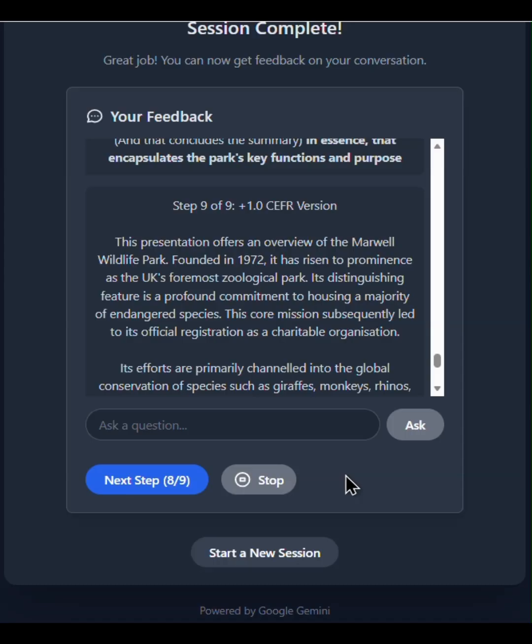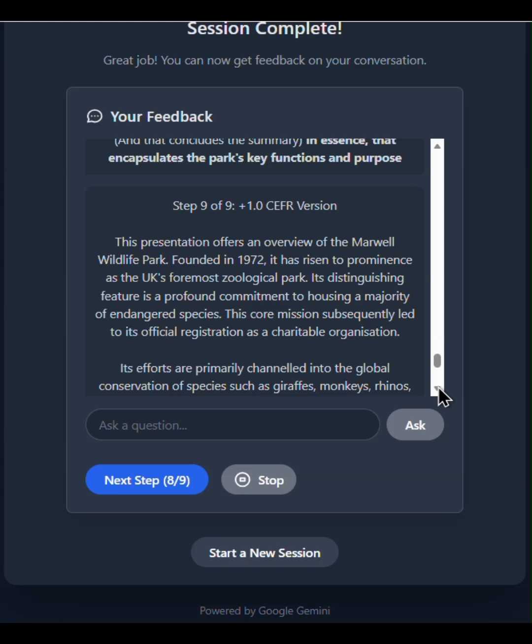Nine of 9, plus 1.0 CEFR version. This presentation offers an overview of the Marwell Wildlife Park. Founded in 1972, it has risen to prominence as the UK's foremost zoological park. Its distinguishing feature is a profound commitment to housing a majority of endangered species. This core mission subsequently led to its official registration as a charitable organization.